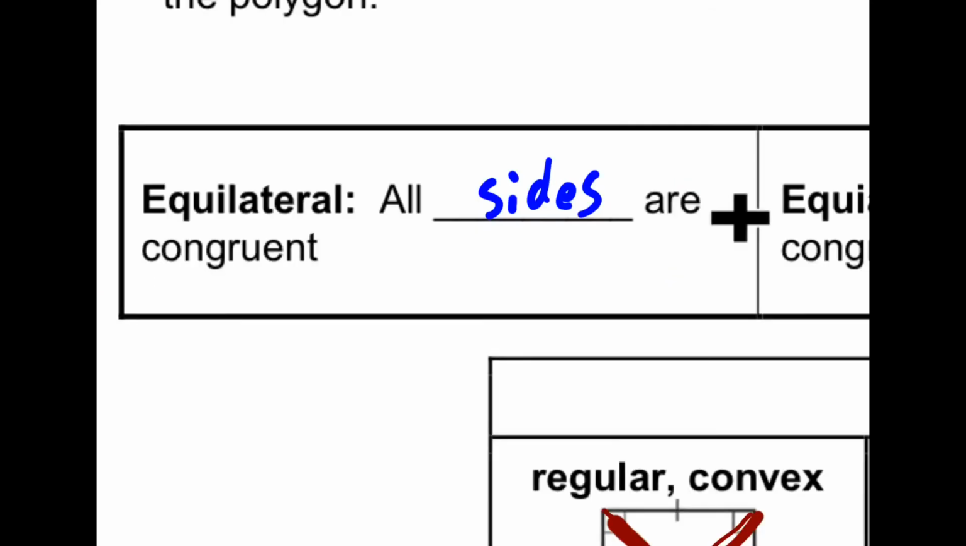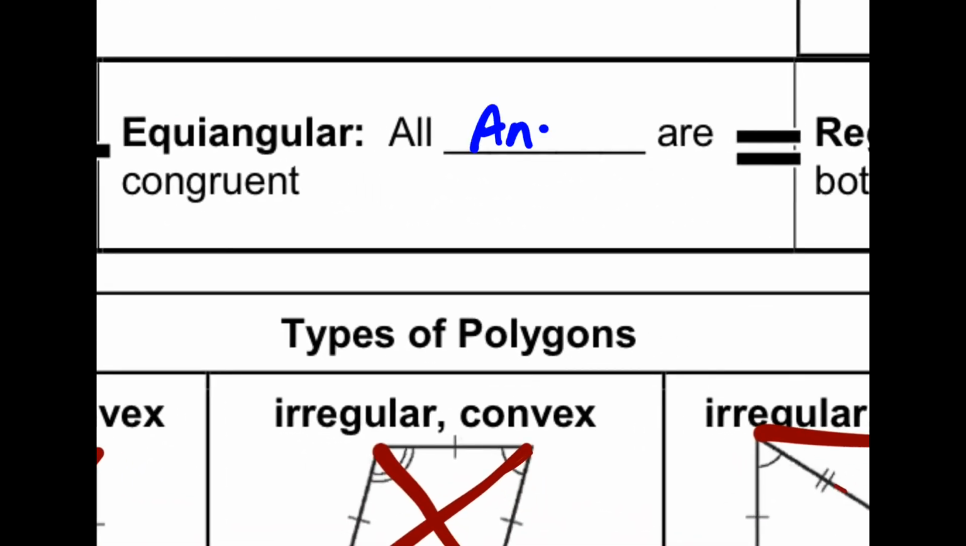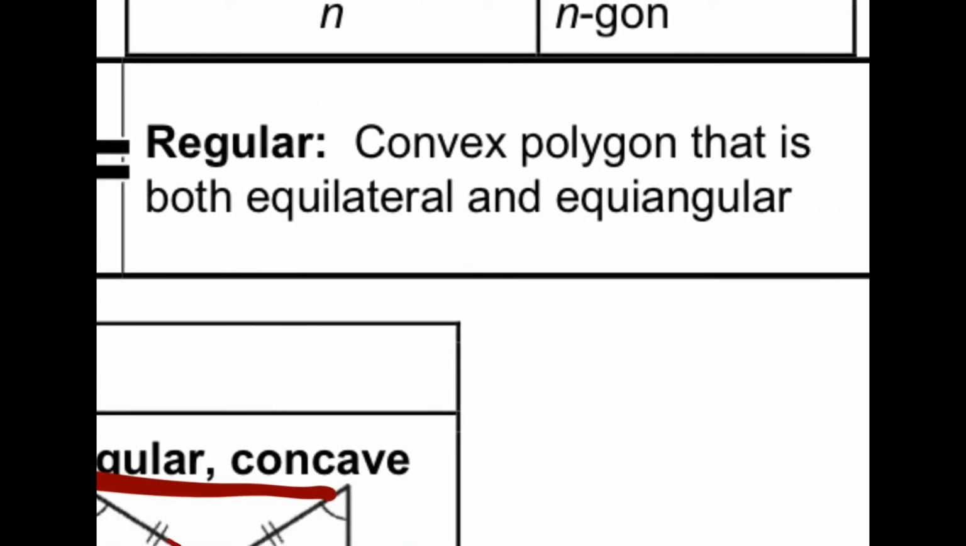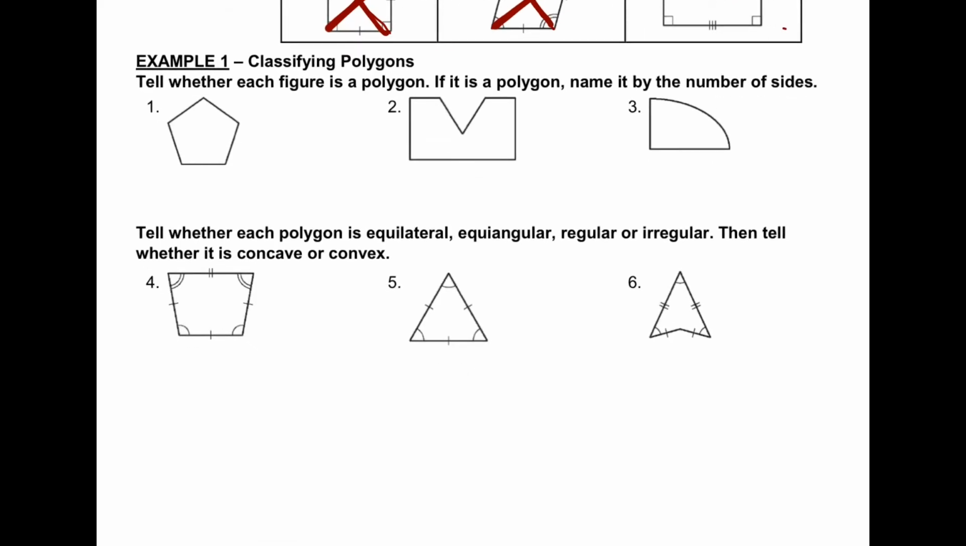If a polygon is equilateral, then all sides are congruent. If a polygon is equiangular, then all angles are congruent. And remember that a regular polygon meets both of those criteria. So let's look at some of these in example 1 and classify them.